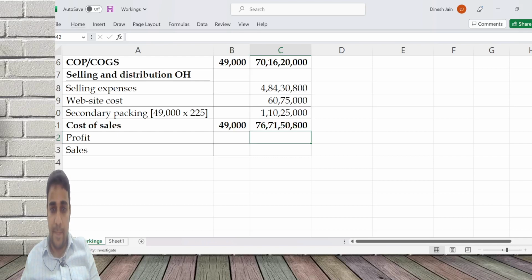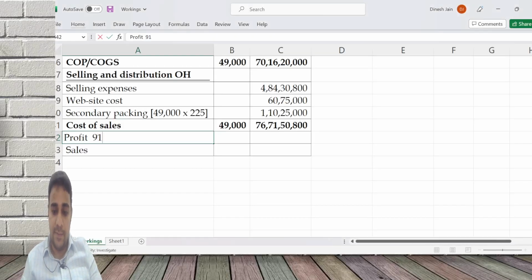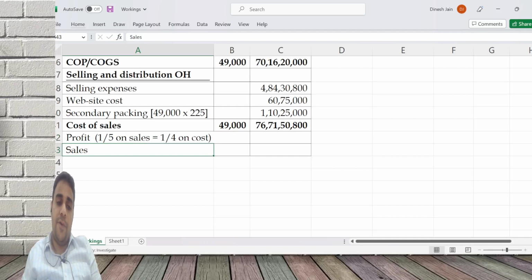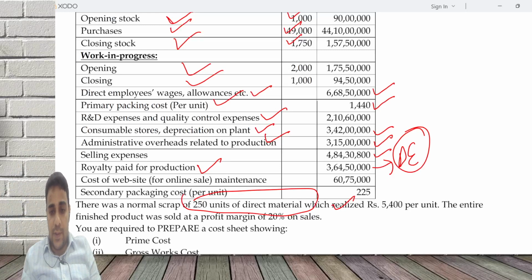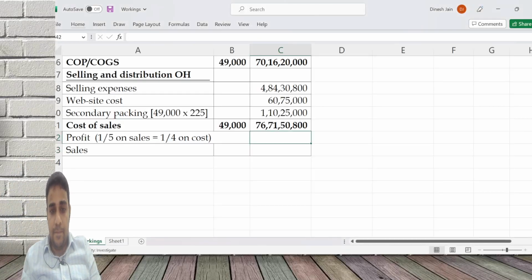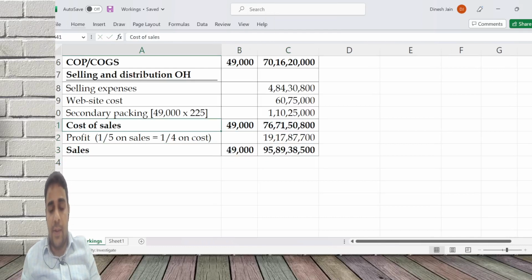Cost of sales 76,71,50,800. Profit given in the question is 1 by 5 on sales, equal to 1 by 4 on cost. Profit is 20% on sales, so it will become 1 by 4 on cost. That's all, I think. Numbers should match unless there are calculation errors. If there are any errors, I don't know, but otherwise the numbers should match.